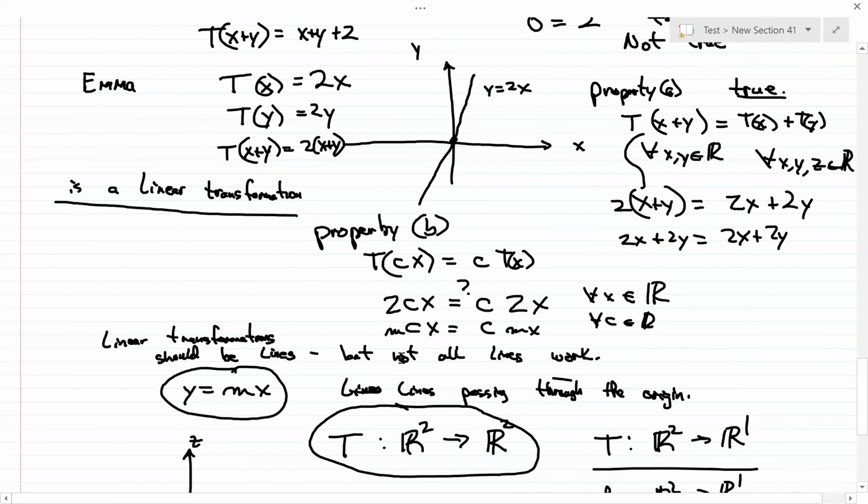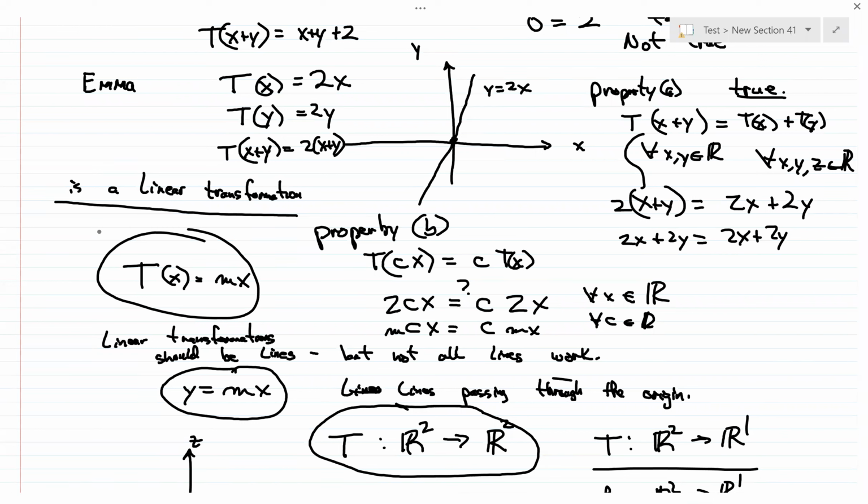Or if you like, T of x would have to look like mx. Or m could be anything, any real number. Including 0, by the way. I didn't talk about that one. That's sort of a simple one. But if all vectors are sent to 0, that's also a linear transformation.